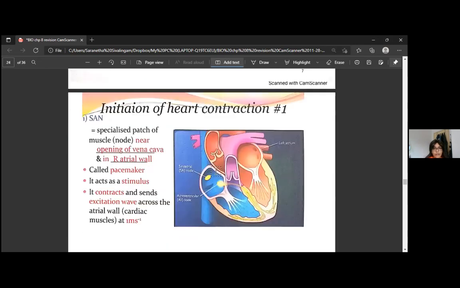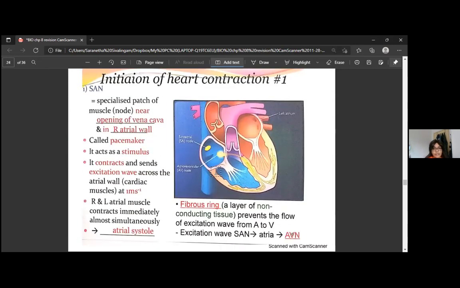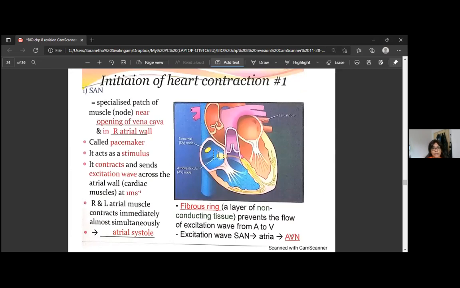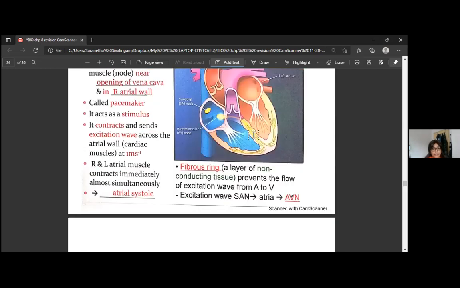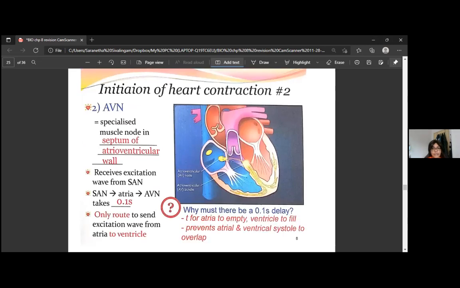So now I'll talk about initiation of heart contraction. So the SA node over here is a specialized patch of muscle near the opening of the vena cava and in the right atrial wall, also known as the pacemaker. It contracts and sends the excitation wave across the atrial wall, causing the right and left atrial muscle to contract immediately. And then after that, it sends it to the AV node.